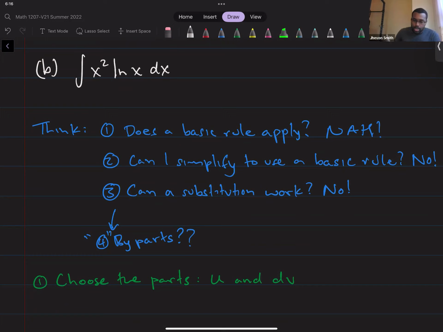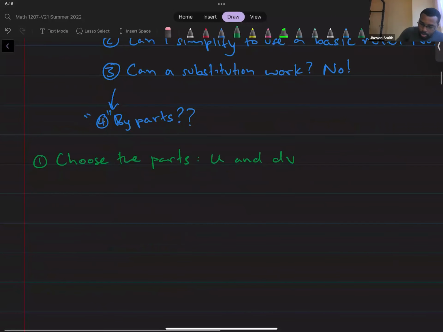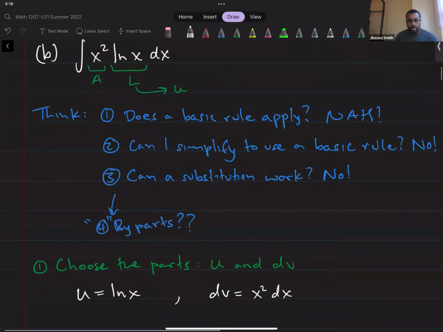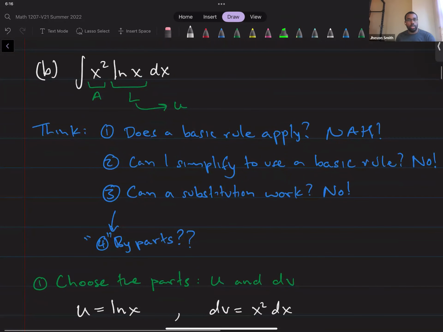Right, LIATE. So this guy here is an L, this guy here is an A, and this guy here gets to be the u because of LIATE. So first thing you're going to say is your u is going to be ln x, and your dv is going to be that x squared dx. Okay, and those are the parts.